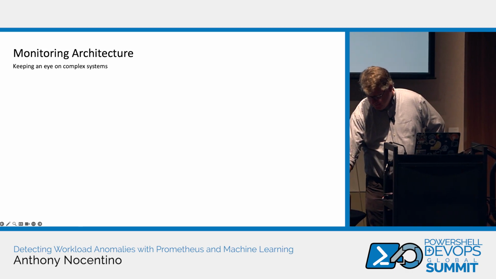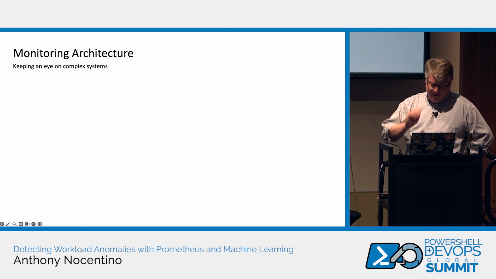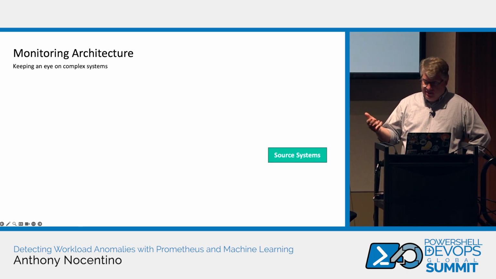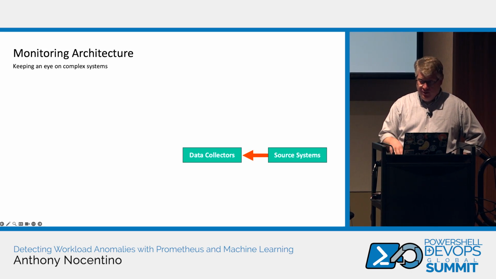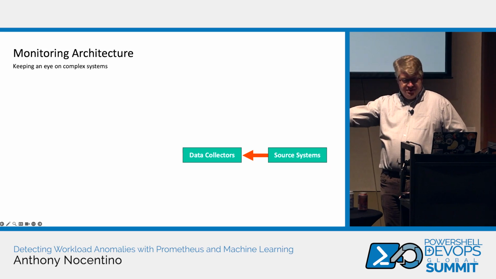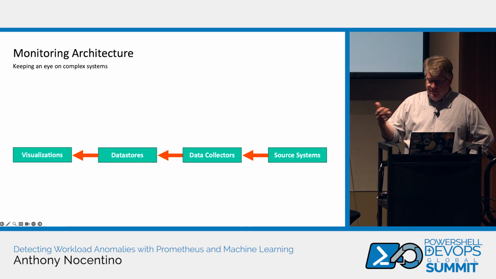All right, so this is kind of the core architecture for the Prometheus Grafana stack, where we have the source system, right? That's the thing that we're going to get performance data from. That feeds into a data collector, or actually the data collector reaches in, pulls that data out, sticks it in a data store, which then becomes visualized in some way.